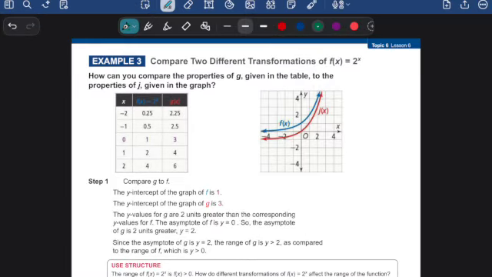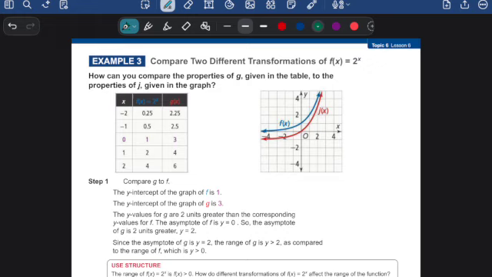Example 3, how can we compare the properties of G given this table to the properties of J given in the graph? Okay, so we're comparing G of x and J of x to the parent function, but we have a table for G of x and we have a graph of J of x. So we need to compare those, what's happening between G and J.